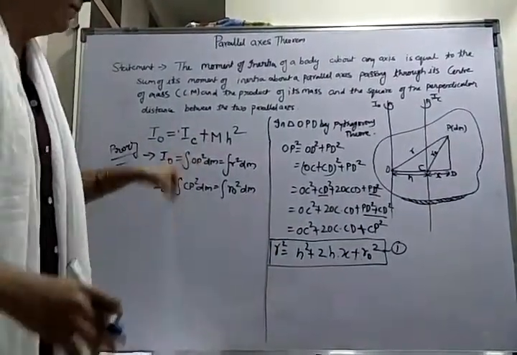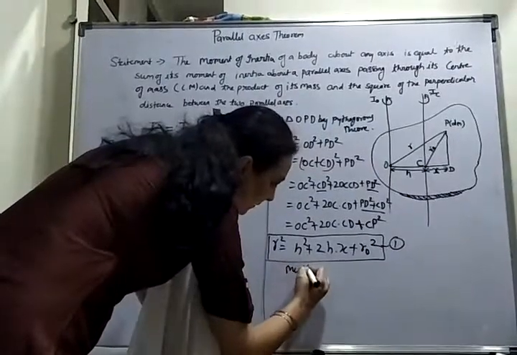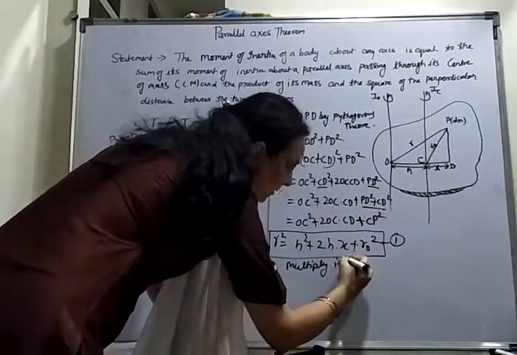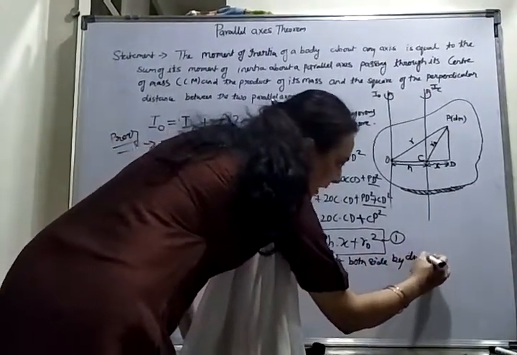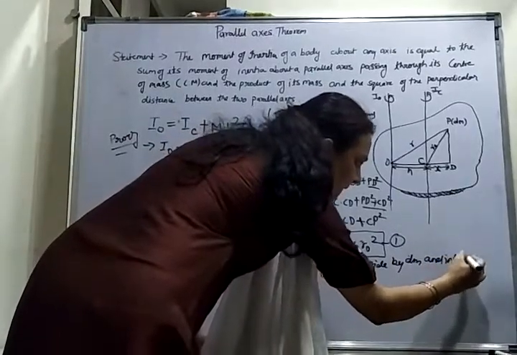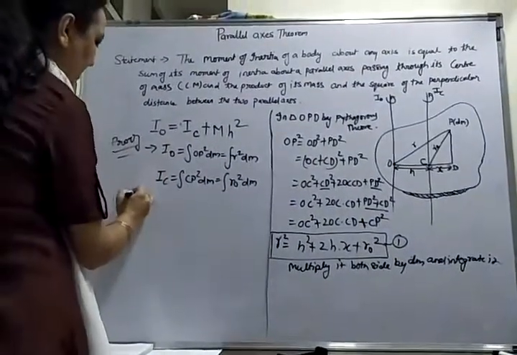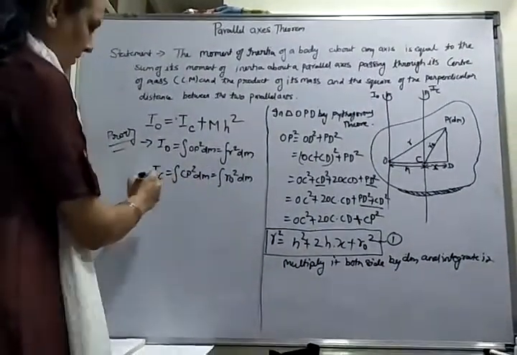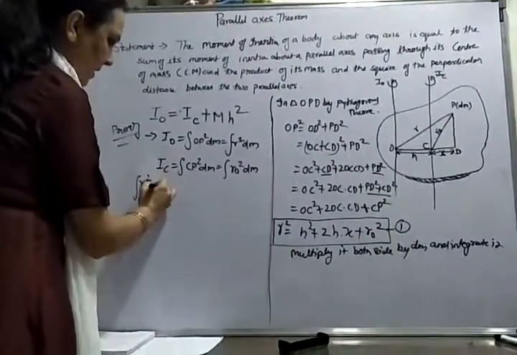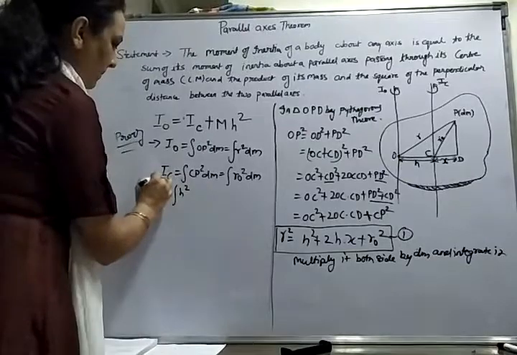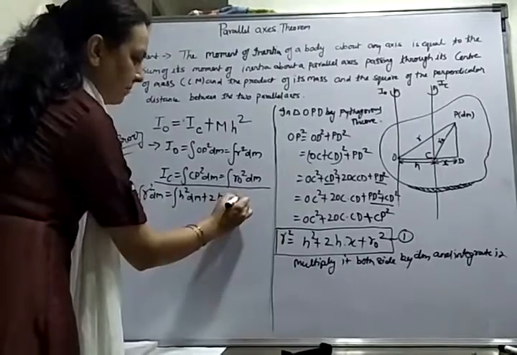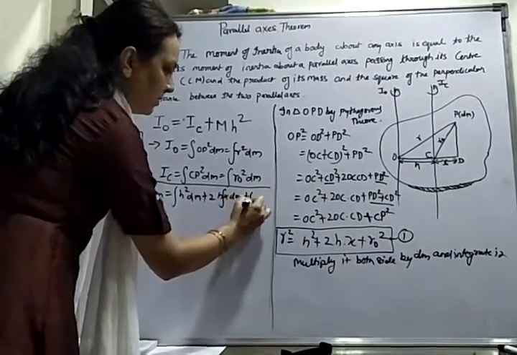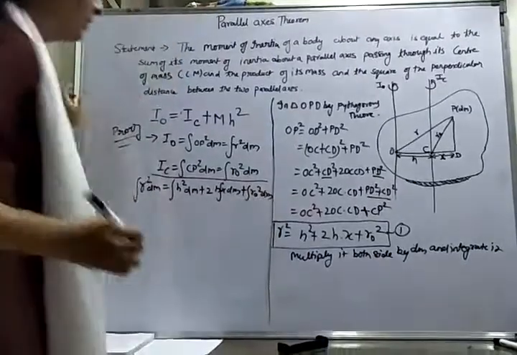Now multiply both sides by dm and integrate. Correct? So r squared dm equals h squared dm plus 2hx dm plus r0 squared dm. Correct?